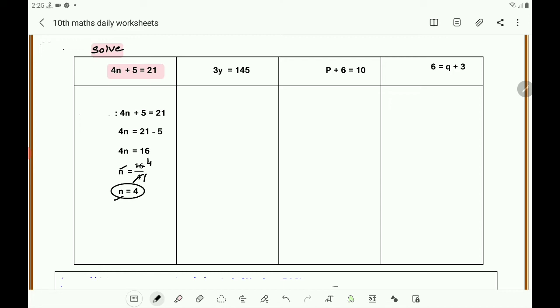Similarly, solve this: 3y equals 175, p plus 6 equals 10, 6 equals q plus 3. Here only within one step you can complete. In the first step 3y equals 175, then y equals 175 by 3. Similarly, you transfer the 6 to the RHS, you will get p equals 10 minus 6, which is p equals 4. Like this way, here 6 equals q plus 3. You can interchange LHS and RHS. First you write q plus 3 equals 6 and you transfer 3 to the RHS.